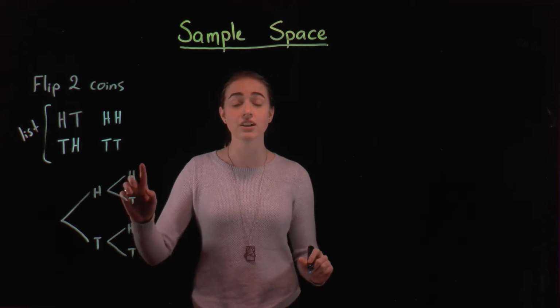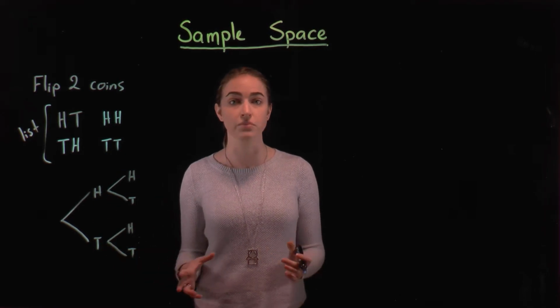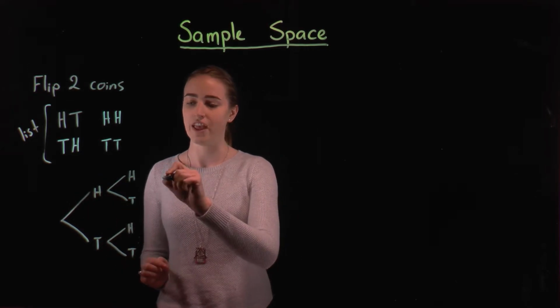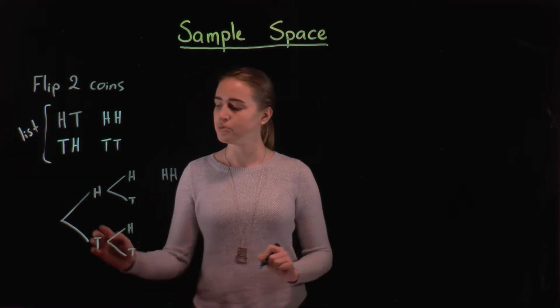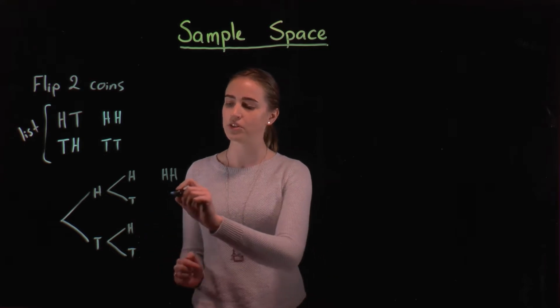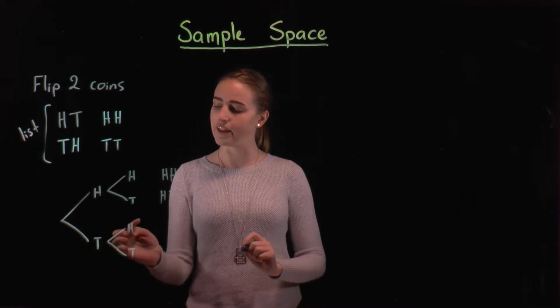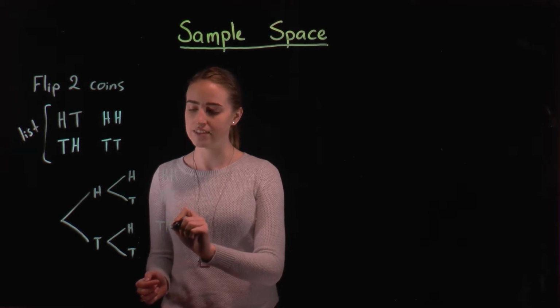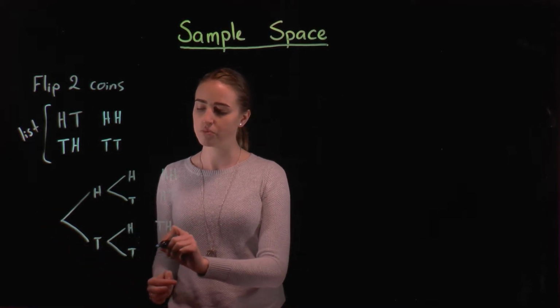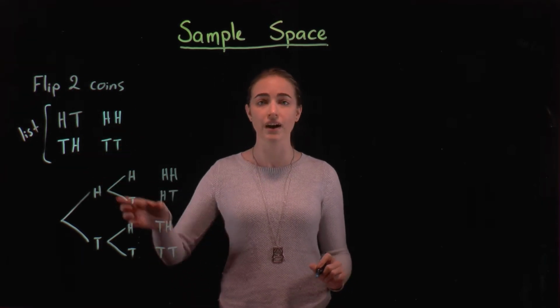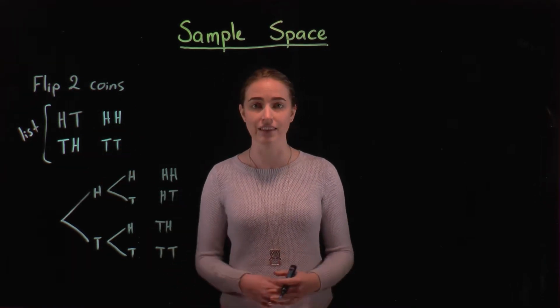So then we can read along our branches to figure out all our possible outcomes. So if we read along this branch first, we could have heads and heads. If we read up here and then down, we could have heads and tails. If we look down and then up, we could have tails and heads, and down and along the bottom, we could have tails and tails. So we still end up with those four outcomes. It's just a different method of getting there.